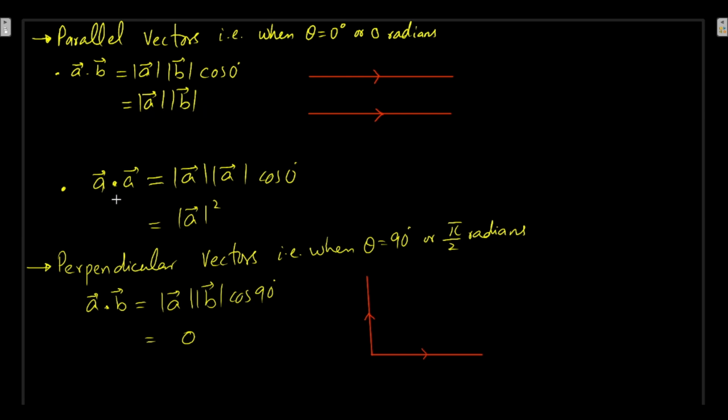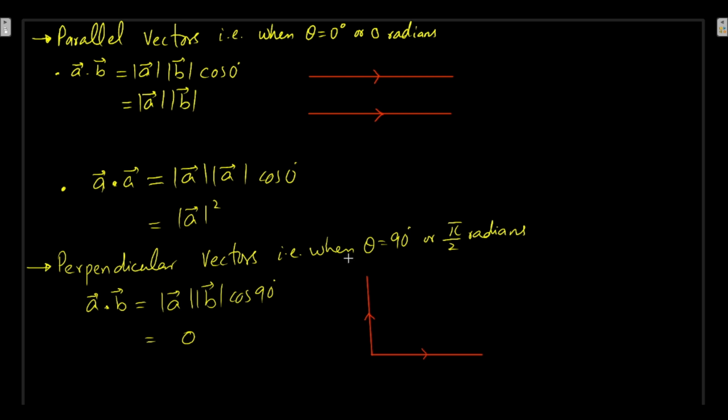The self-scalar product of a vector, the scalar product of a vector with itself, that is A dot A, is equal to |A| squared, since cos 0 is 1. So we conclude that the self-scalar product of a vector is the square of its magnitude.